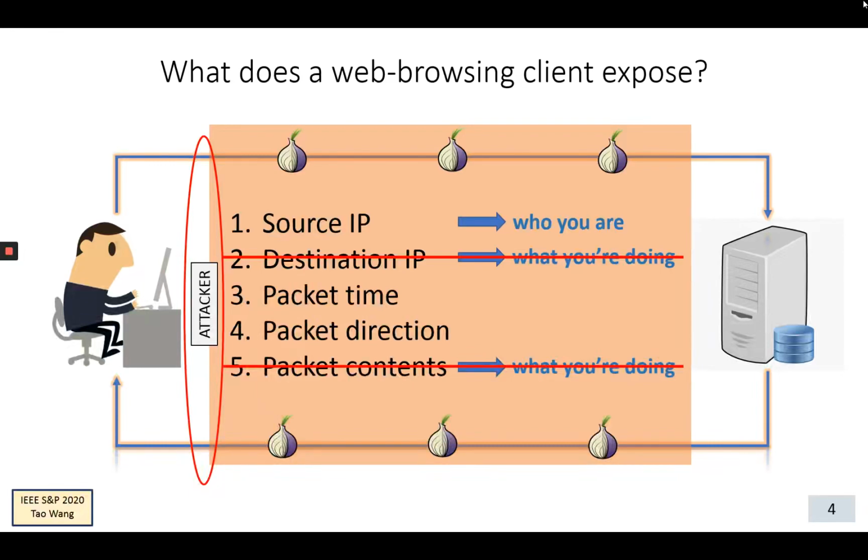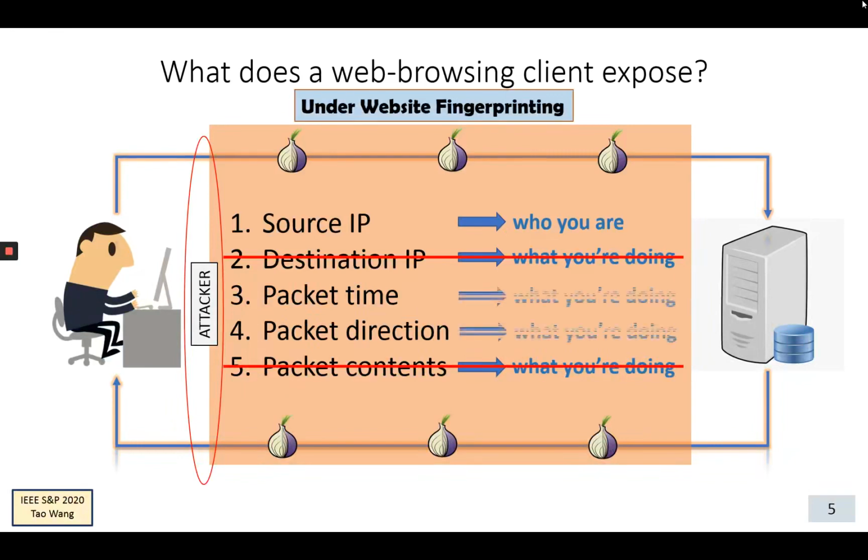So this is how Tor protects your privacy. But when we consider website fingerprinting, which is an attack against anonymity networks like Tor, then what we're doing here is, given the remainder of this information, the packet time and the packet direction, and also the packet sizes, we're going to reveal what this person is actually doing. We're going to recover that, therefore compromising the privacy guarantees he had under Tor.